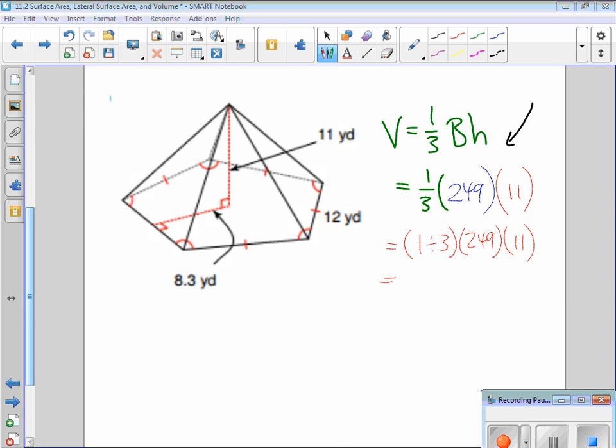I just simply plug it in that way to my computer or to my calculator, put in parentheses around that, so it's 1 divided by 3, close parentheses, and then 249, and that ends up being 913. And since we're talking volume, it's 913 cubic yards.